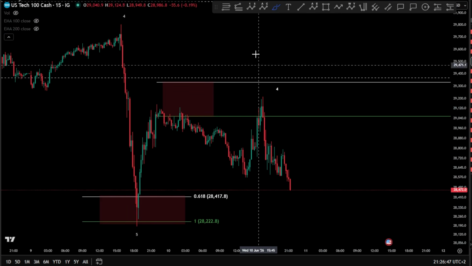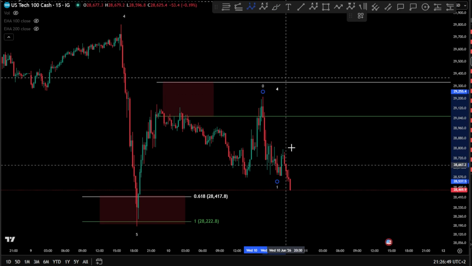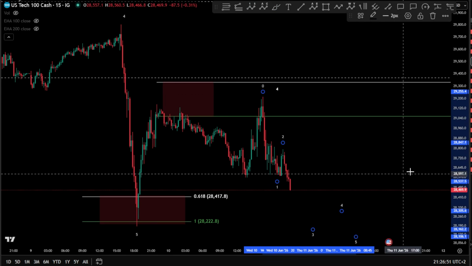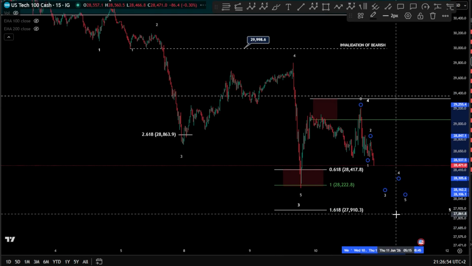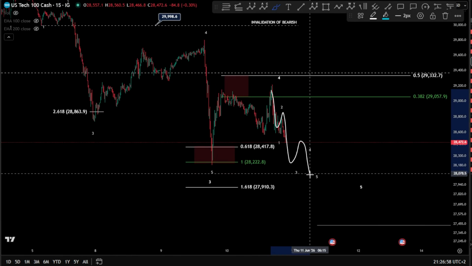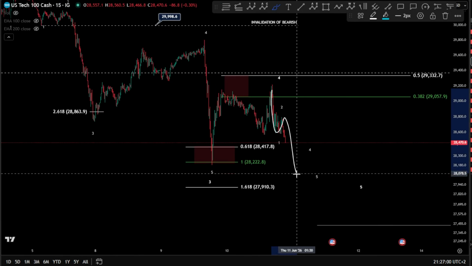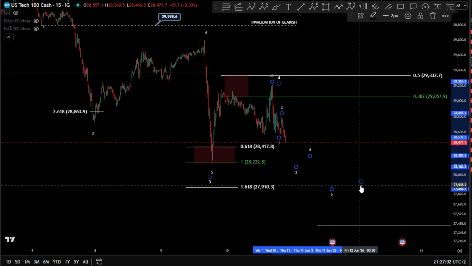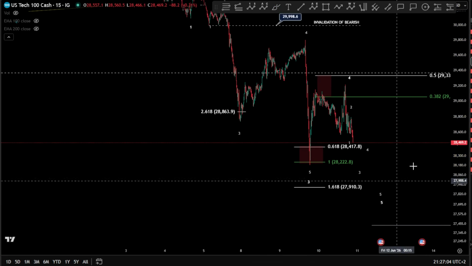1, 2 and wave 3 is unfolding currently for Nasdaq. Wave 3, 4 and a 5 can be, of course, a diagonal, probably an ending diagonal 1, 2, 3, 4, 5, or it can be an impulse even, for deeper prices for a wave A.